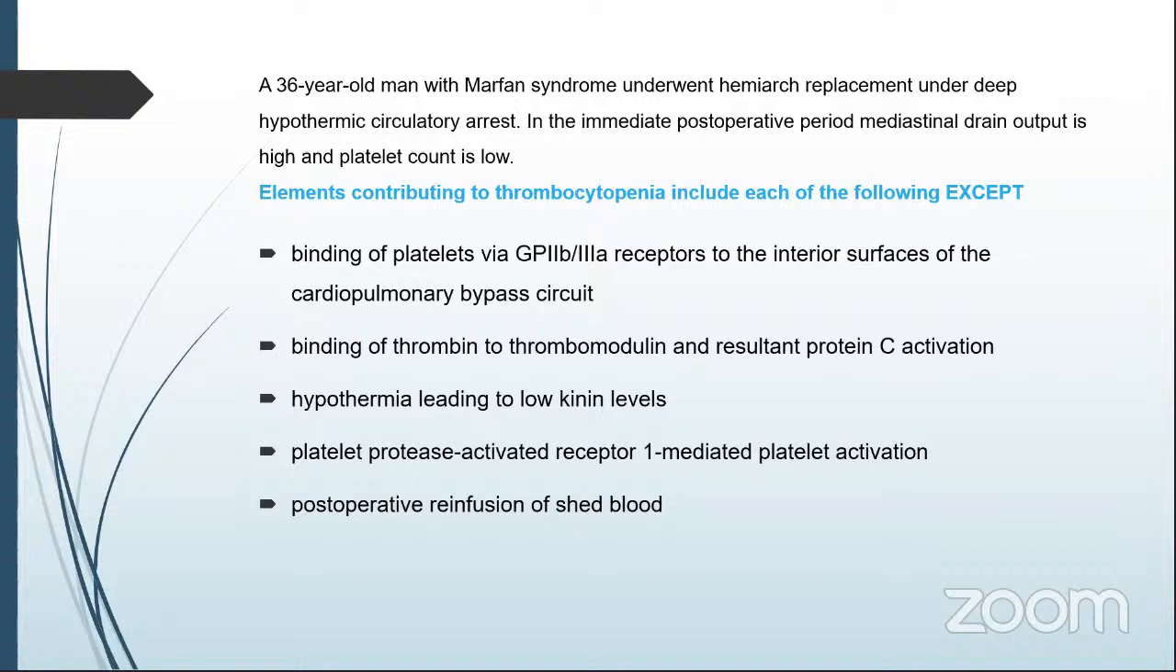Binding of platelets via GP receptors to the interior surface of the cardiopulmonary bypass circuit, binding of thrombin to thrombomodulin and resultant protein C activation, hypothermia leading to low kinin levels, platelet protease activated receptor 1 mediated platelet activation, post-operative reinfusion of shed blood. All of these contribute to thrombocytopenia except one. Maybe post-op reinfusion of shed blood. Okay, any other option?